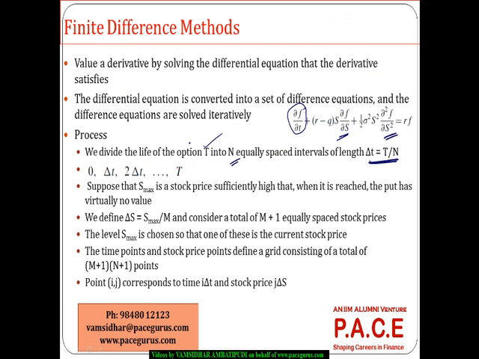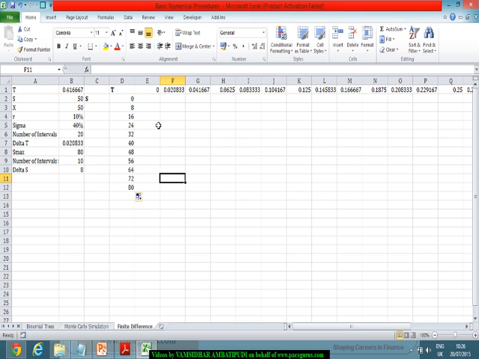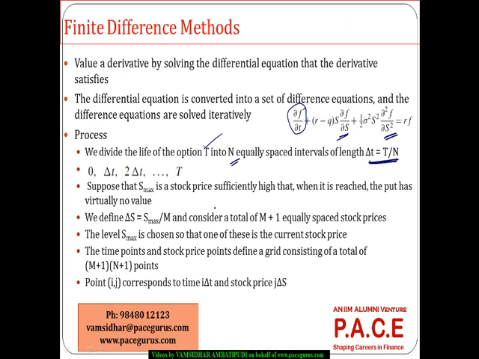The level of S max is chosen so that one of these is the current stock price. So probably let me make one value somewhere around 50. So let me take S max as 100. Then I'm taking these numbers as 0, 10 up to 100. So I'm defining it as one of the stock prices, and the time points and the stock points grid.